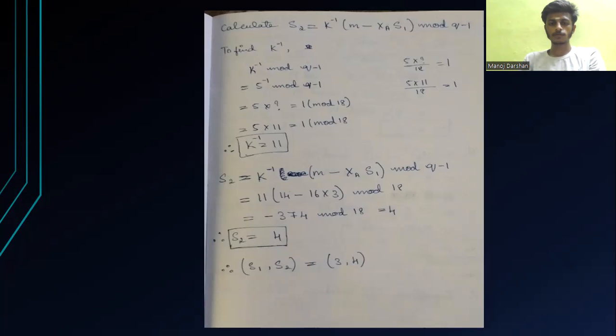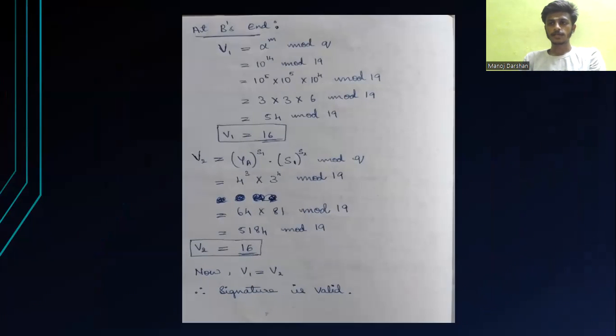That is, S2 is equal to K inverse (M minus XA S1) mod Q minus 1. We assign the value 11 to K inverse, 14 to M, and 16 and 3 to XA and S1, such that we get 11 into (14 minus 16 into 3) in the brackets mod 18. By calculating all these values, we get minus 374 mod 18. Ultimately, we get the answer, that is S2 is equal to 4. That is, now we are getting S1 comma S2 is equal to 3 comma 4.